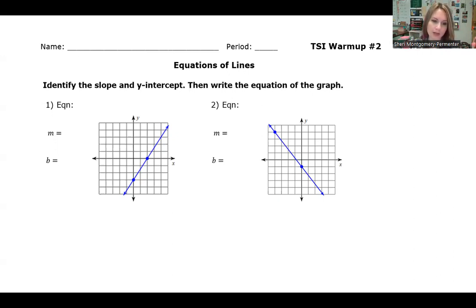So for the first one, what is the y-intercept? Remember, the y-intercept is that first point along the y-axis. And so as you're looking, the y-axis is right here. So along the y-axis, it's right down there. It's at -3. You can list that either as a point, so that would be (0, -3), or you can just say -3. I'm okay with that.